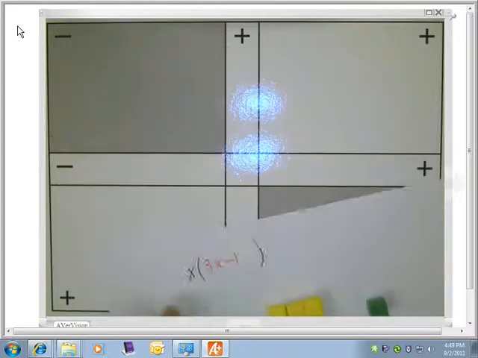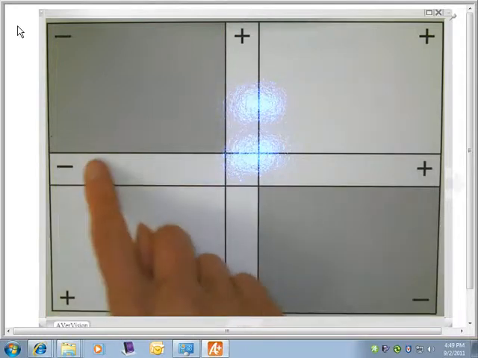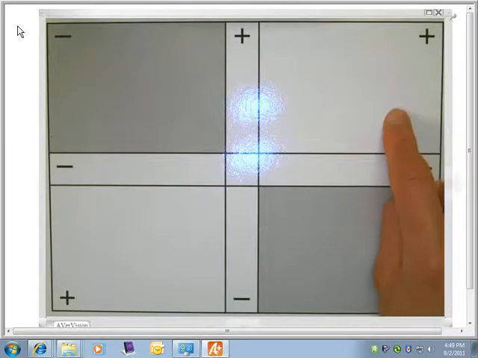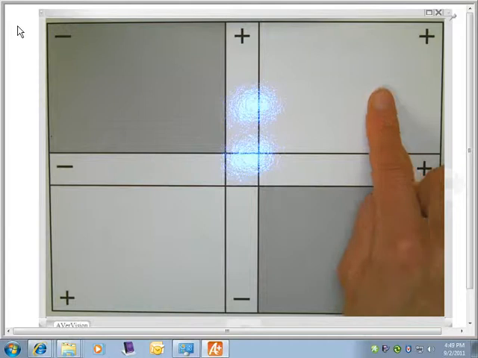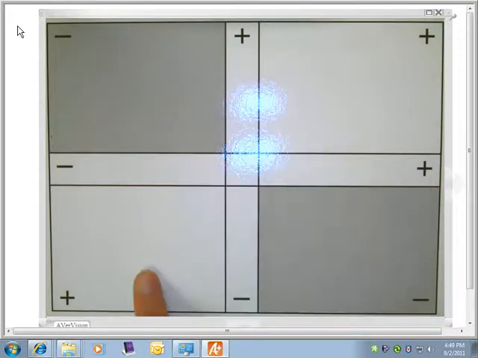It looks very much like our coordinate grid. If I were to put my y-axis here and my x-axis here, everything in this quadrant is positive, everything in this quadrant is negative, everything in this quadrant is positive, and everything in this quadrant is negative. So my expression was x times 3x minus 1.